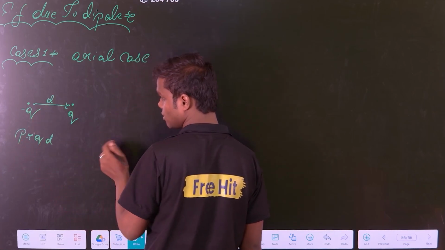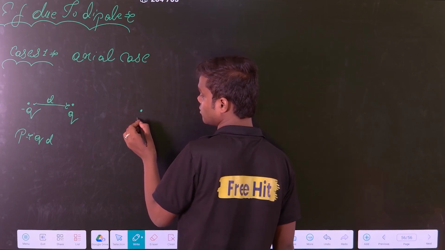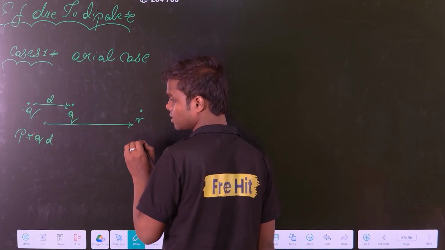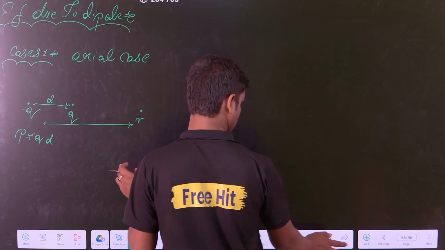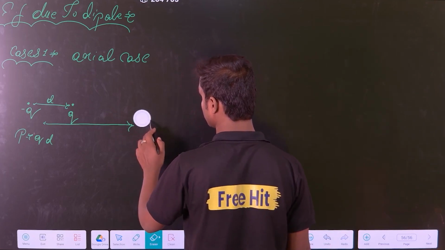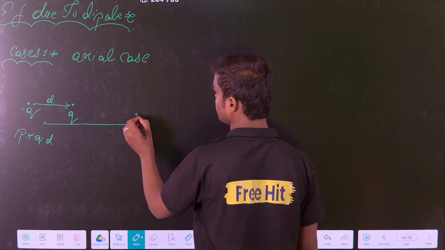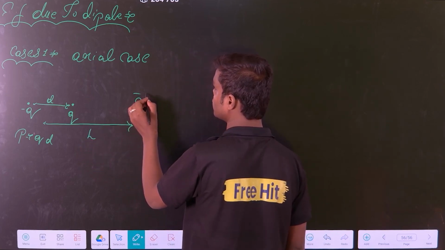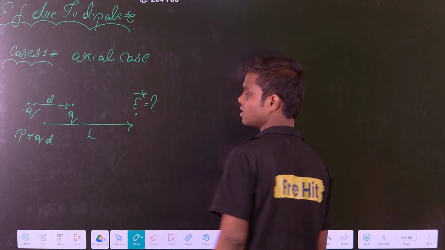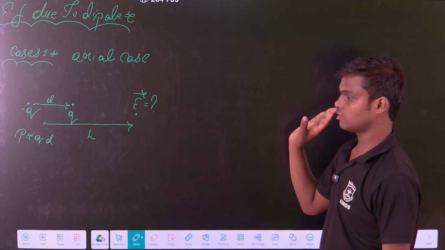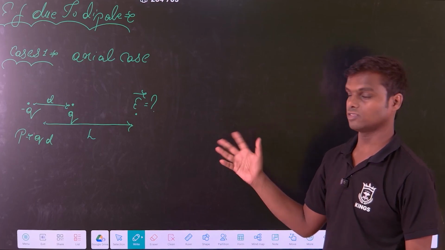And suppose at a distance r from this dipole, or it is better to say at this point, suppose this distance is L, I want to know what the electric field is here. This I am not going to calculate. It is very simple, you have to find the electric field. You know how to do it.